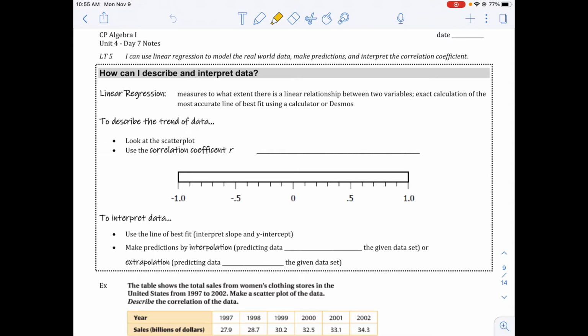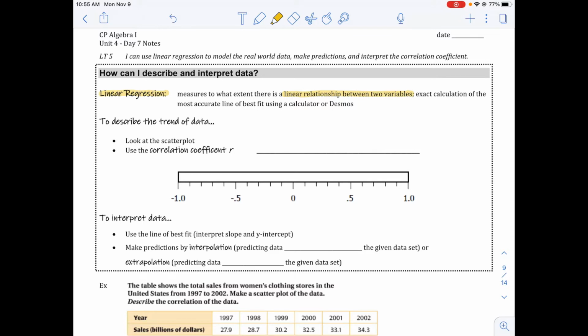Hello, welcome to day 7. So these notes are going to walk us through how to describe and interpret data using linear regression. Linear regression is a measure to help us understand to what extent there's a linear relationship between two variables. And it's the exact calculation of the most accurate line of best fit.